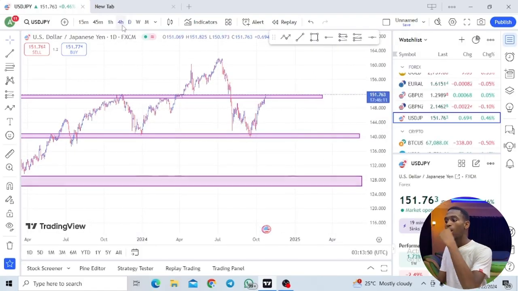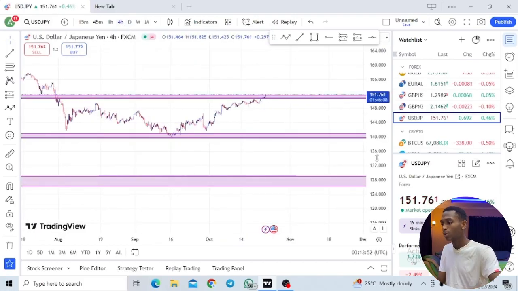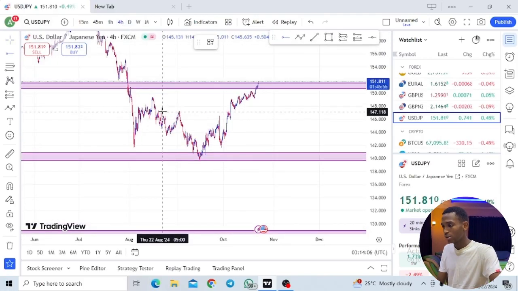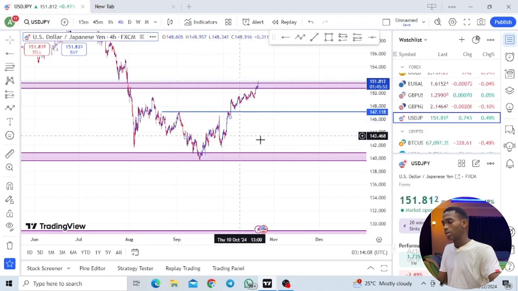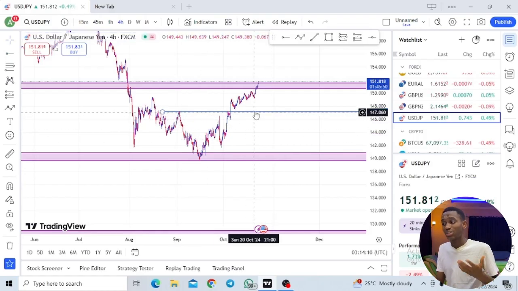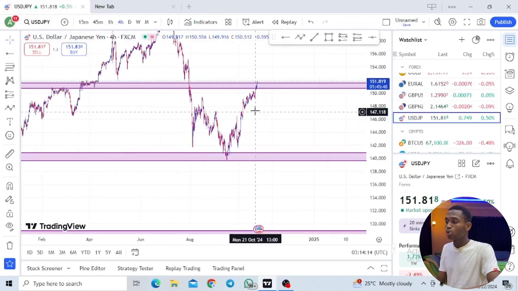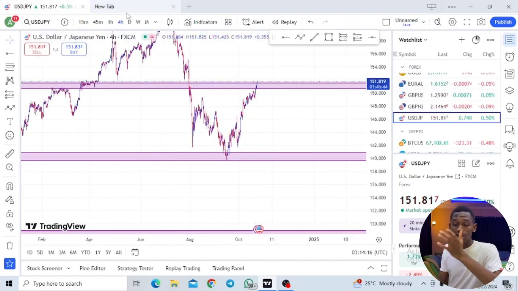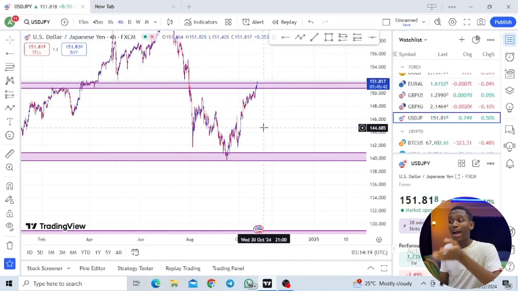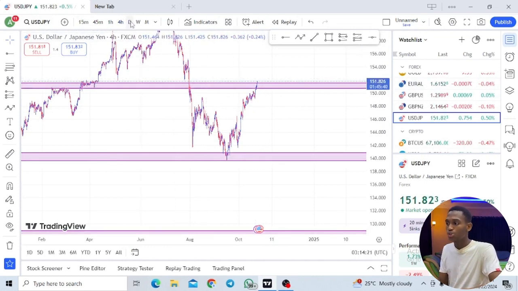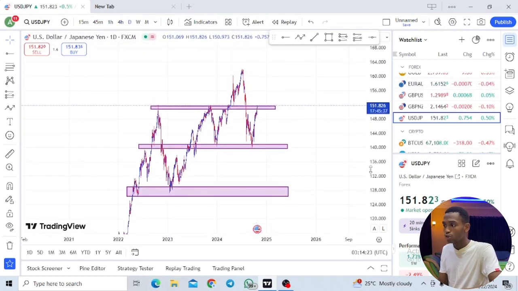If we come to the 4 hours, is there any other sensitive point which we can mark out? So we could mark out something like this. This is a minor sensitive point which the market has respected, but this is not really what is important. So from what we've seen, USDJPY, we're looking for buys, but we're not going to enter the trade right now.